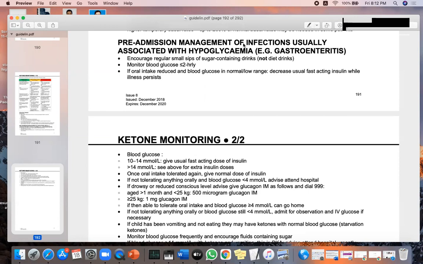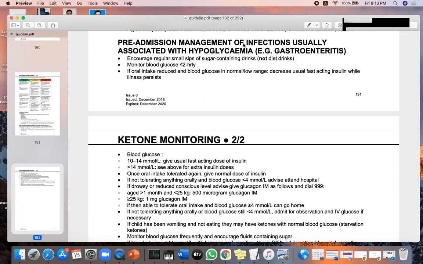This is continuous monitoring. That's why below 4 is a criterion for admission. You will give glucogel, you will give glucagon, and you will call 999 for emergency admission. Because the question is whether you give insulin or not. This is the dilemma. If you give insulin, the patient will develop hypoglycemic coma. If you do not give insulin, the patient will rapidly develop DKA. So blood glucose below 4 is a criterion for admission, a red flag.